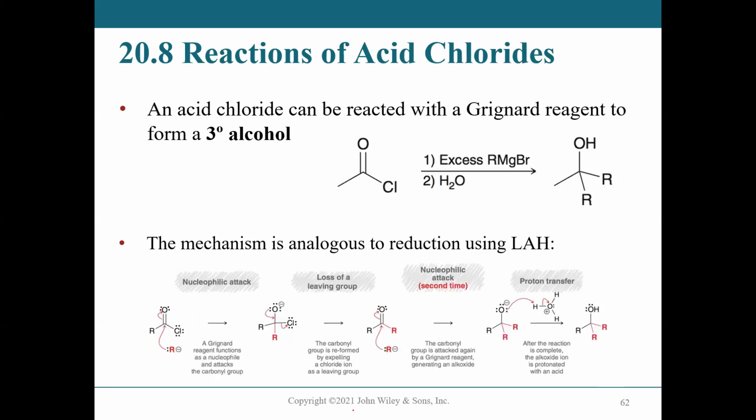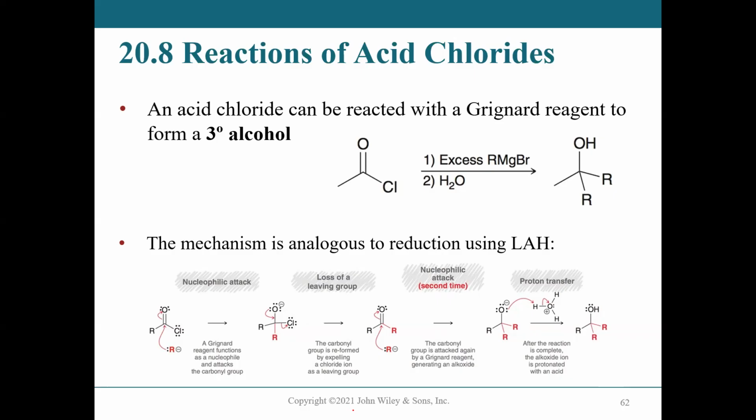So an acid chloride can be reacted with a Grignard reagent to form a tertiary alcohol. Just as with the lithium aluminum hydride, two separate steps are required. First, the acid chloride is treated with the Grignard reagent, and then the proton source is added to the reaction flask. Water can serve as a proton source, although H3O+ can also be used in the mechanism.